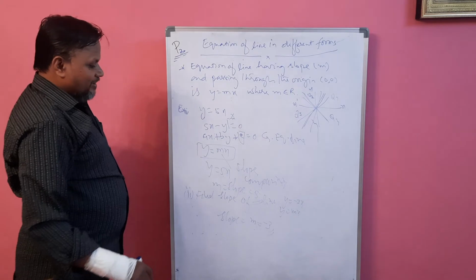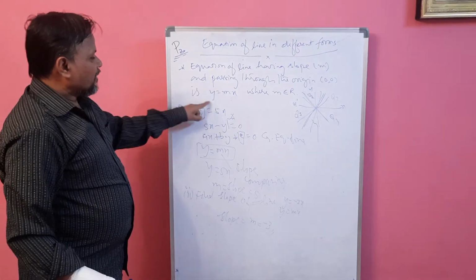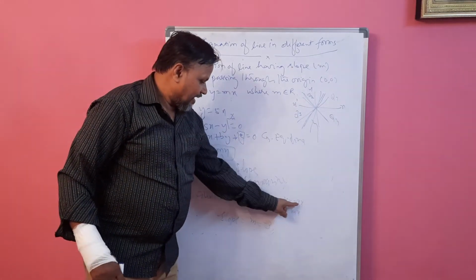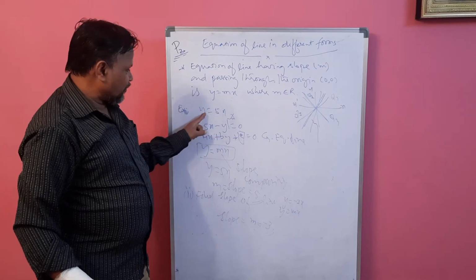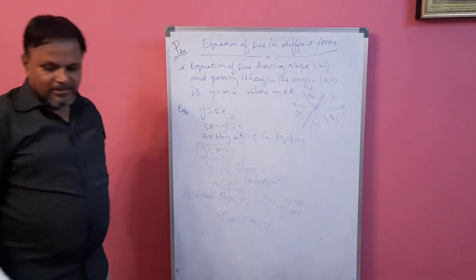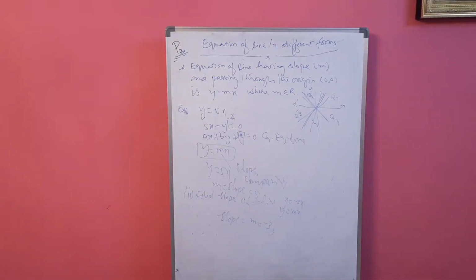Just by seeing, or writing the equation in this form, the coefficient of x is m. The coefficient of x here is -3. Here the coefficient of x is 5, so the slope is 5. Simply, you can find the slope. These are the two examples; you can solve many more.